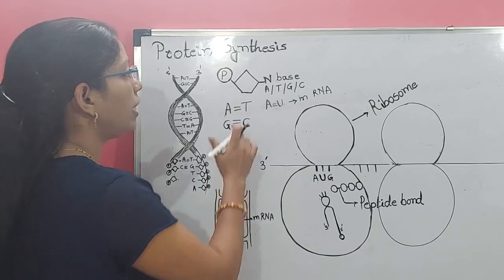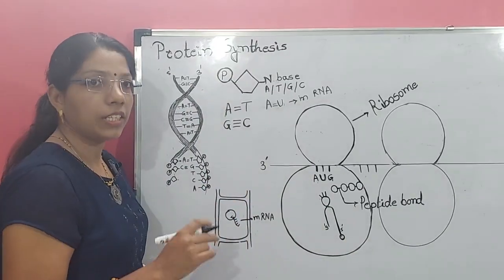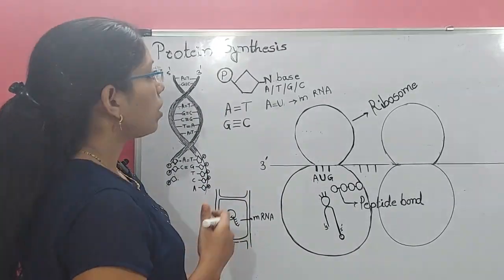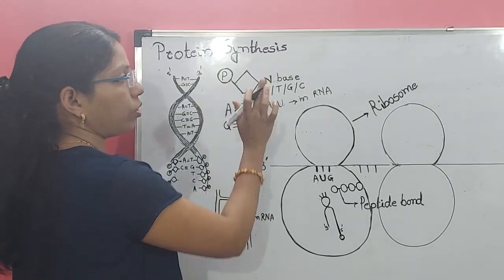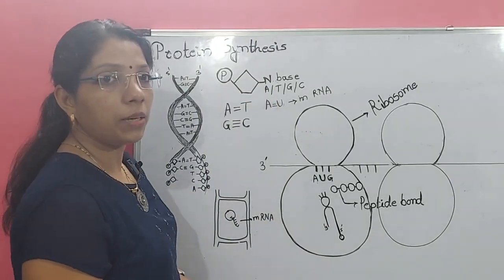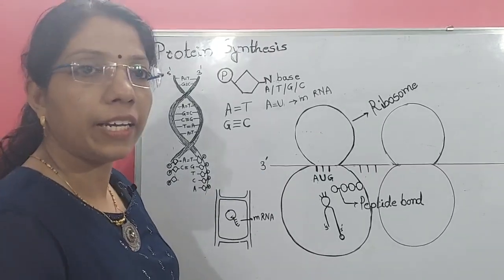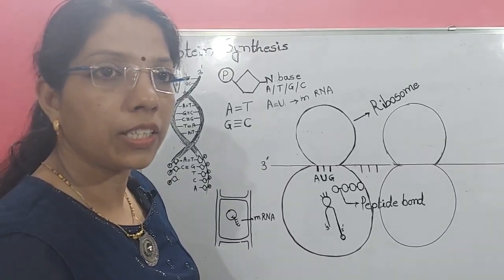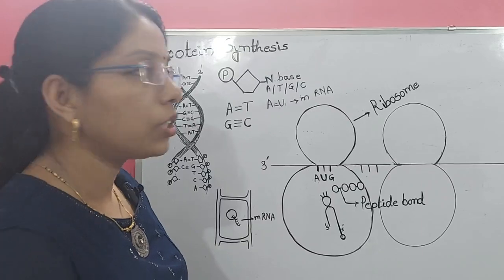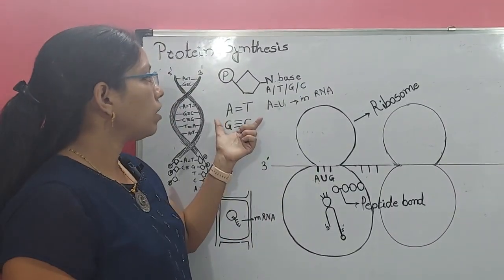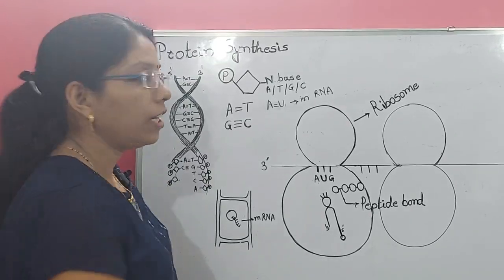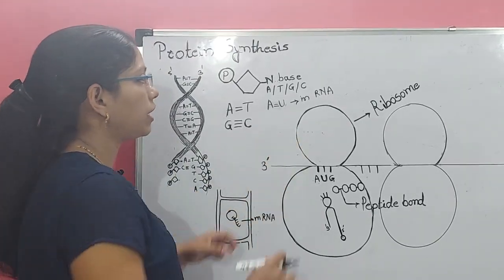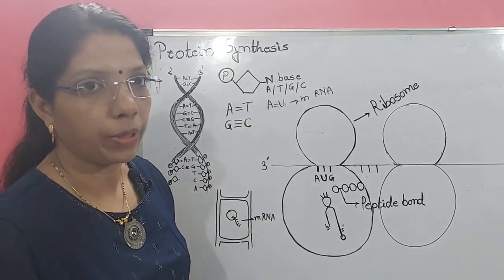In this way, 3 dash and 5 dash are the two ends of the strands of the DNA. So a nucleotide is made up of pentose sugar, phosphate group and nitrogen bases. Nitrogen bases types we have seen: purines are adenine and guanine, pyrimidines are thymine and cytosine. So if adenine pairs with thymine, in case of mRNA, adenine pairs with uracil. Instead of thymine, uracil is present in mRNA.